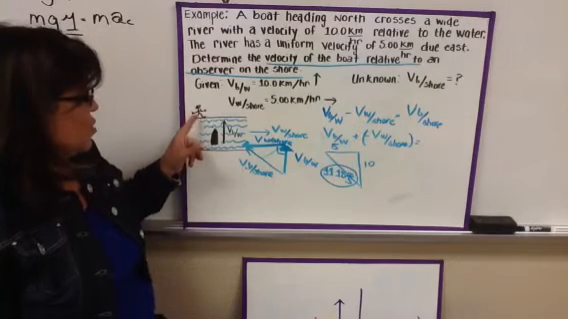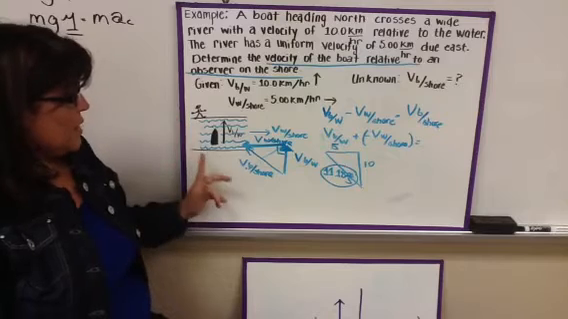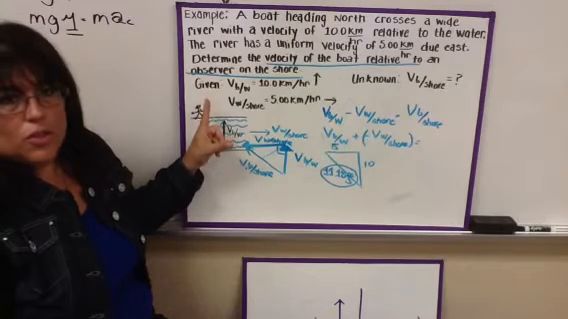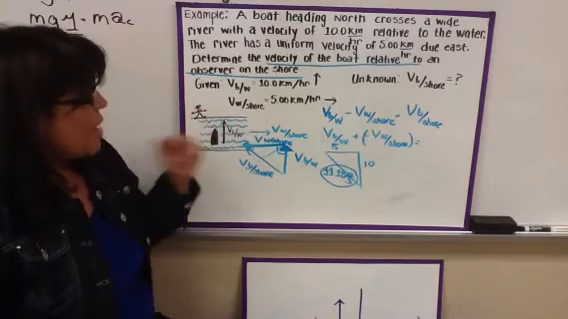So this guy on the shore sees the boat going this way, but in all actuality, it's crossing perfectly straight. But it has to veer that way because the water is going to push it that way.